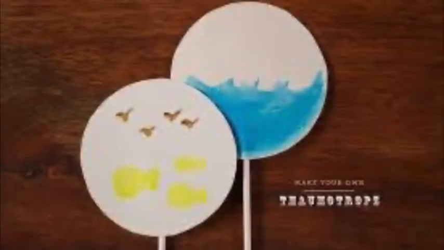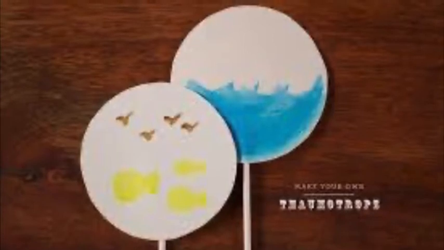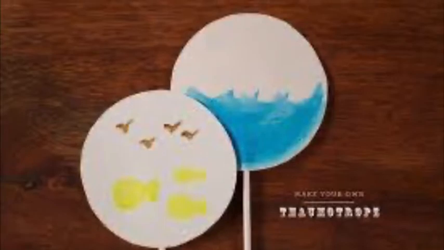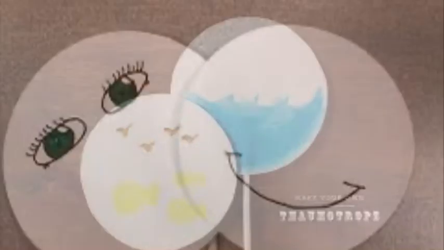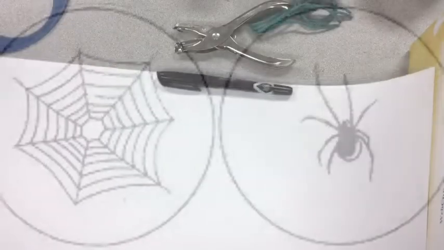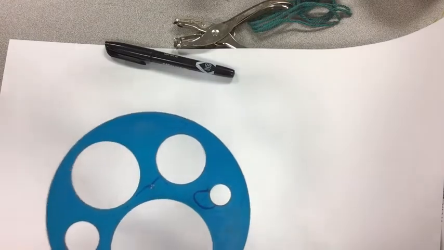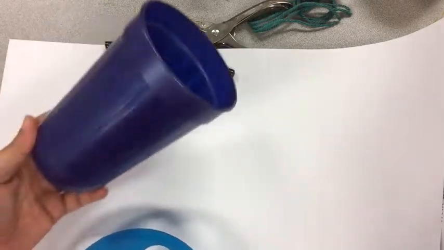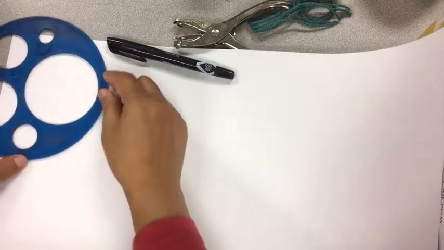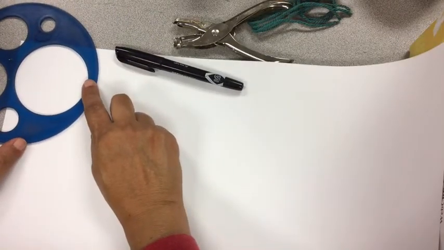First we are going to make thaumatropes, and then I'm going to show you how to make a flip book. Here are some examples of thaumatropes, and you can create your own. What you will need to do is have two pieces of paper. It could be a square or it could be a circle. If you're going to do a circle, you can either use a round template like a glass or something that has a round shape. I'm going to use a template that I have.